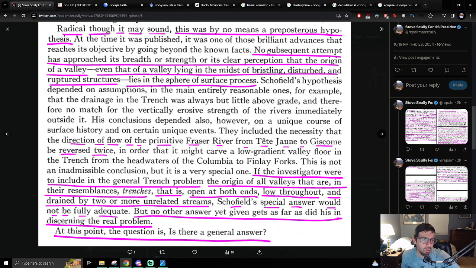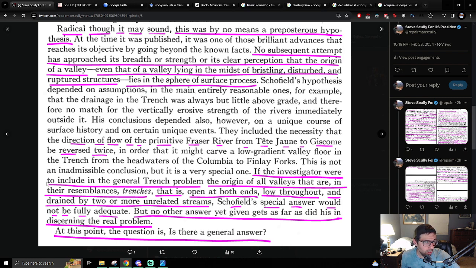hypothesis. No subsequent attempt has approached its breadth or strength or its clear perception that the origin of a valley, even that of a valley lying in the midst of bristling, disturbed, and ruptured surfaces, lies in the sphere of surface process. The direction of flow of the primitive Fraser River from Tête Jaune to Giscombe reversed twice, or maybe even more times, I believe he says at some point.